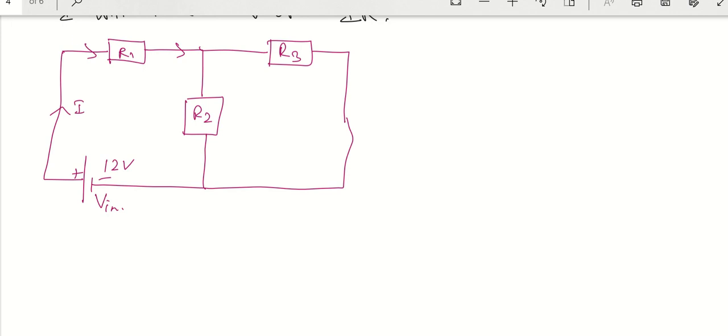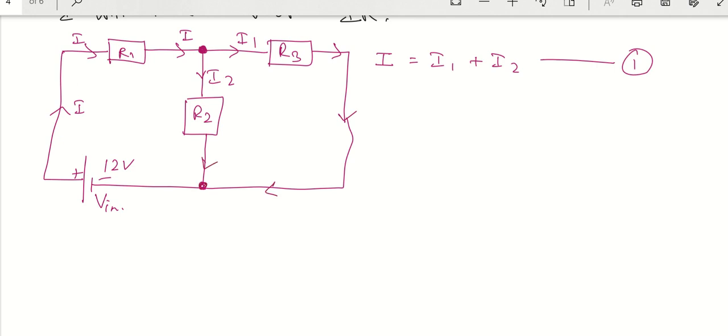I am having I, and then I get a junction, so it becomes now maybe I1 and maybe I2. Okay, what does it mean? It simply means my I is equal to I1 plus I2, so I will have it as my first equation. Okay, and then this current goes here, here, here, like this, and then they mix here, and then they again become here I. Okay, so this is I2 and this is I1.